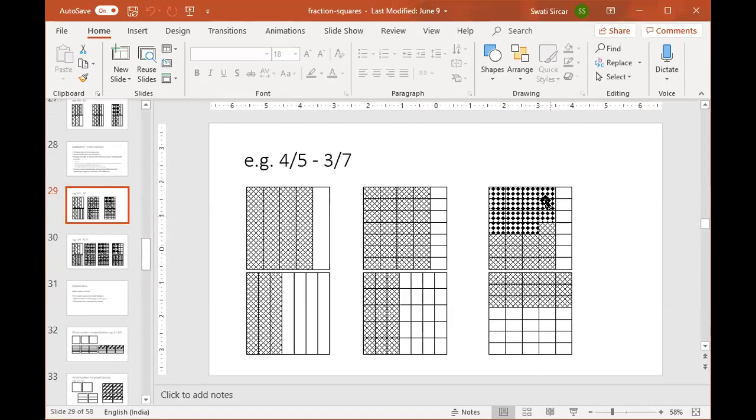So here you will get 4 times 7, that would be 28 over 35. This is 15 over 35. And so 28 minus 15, that's what you see here. 13 out of 35.